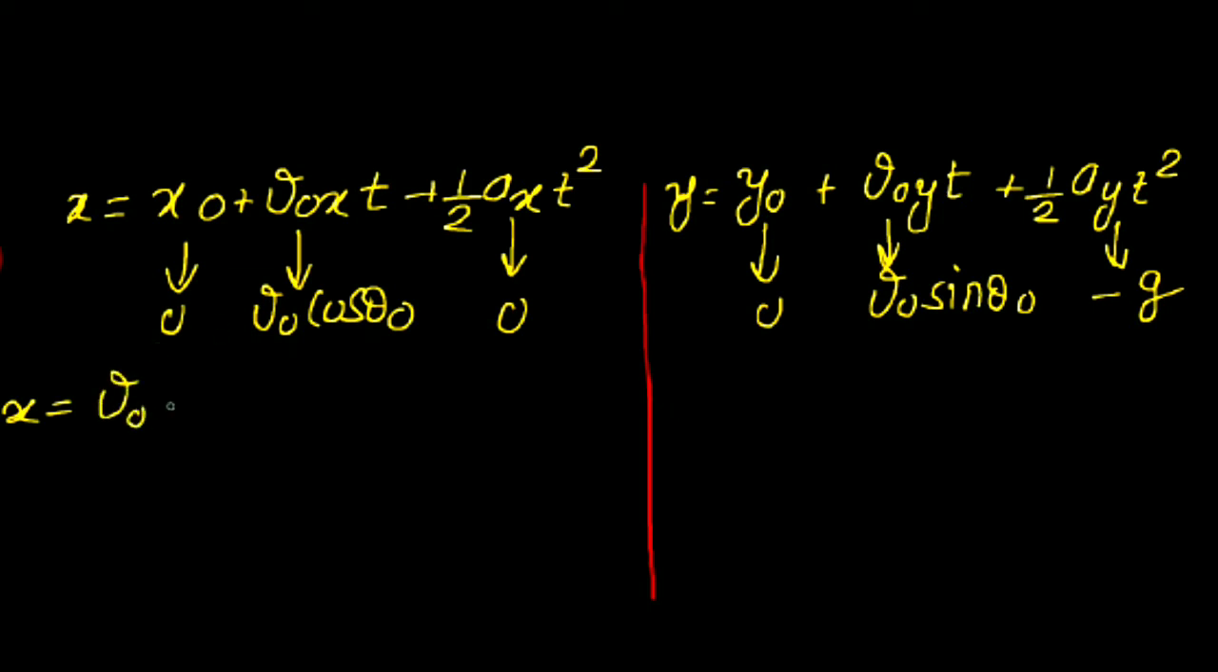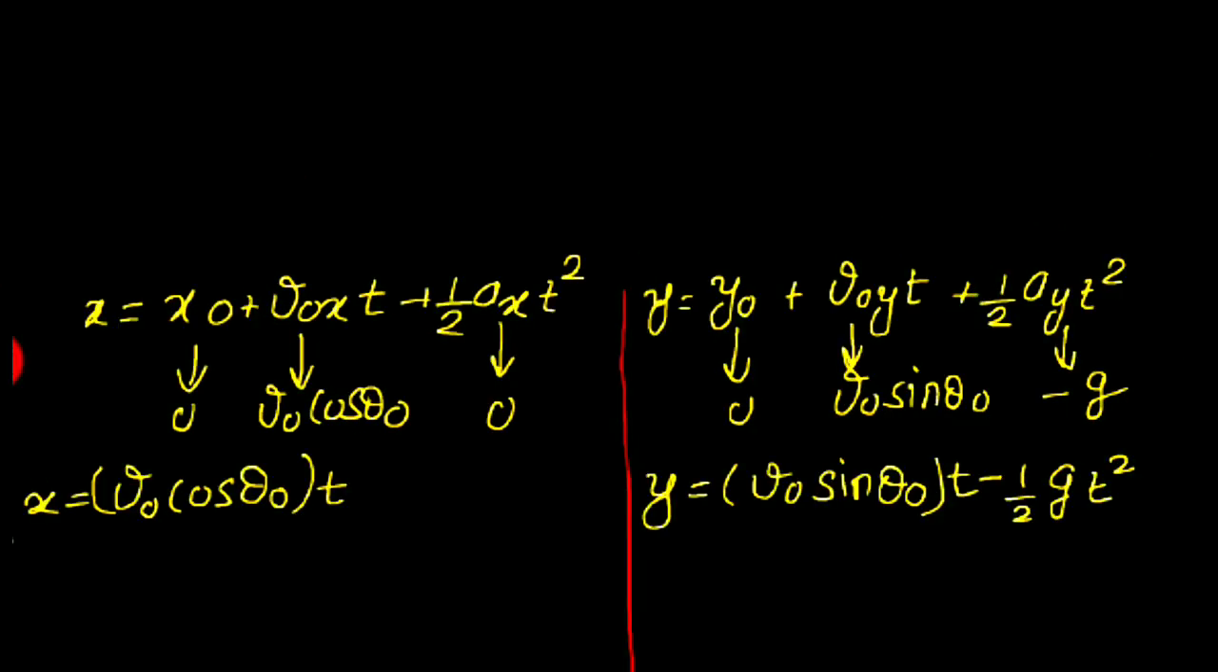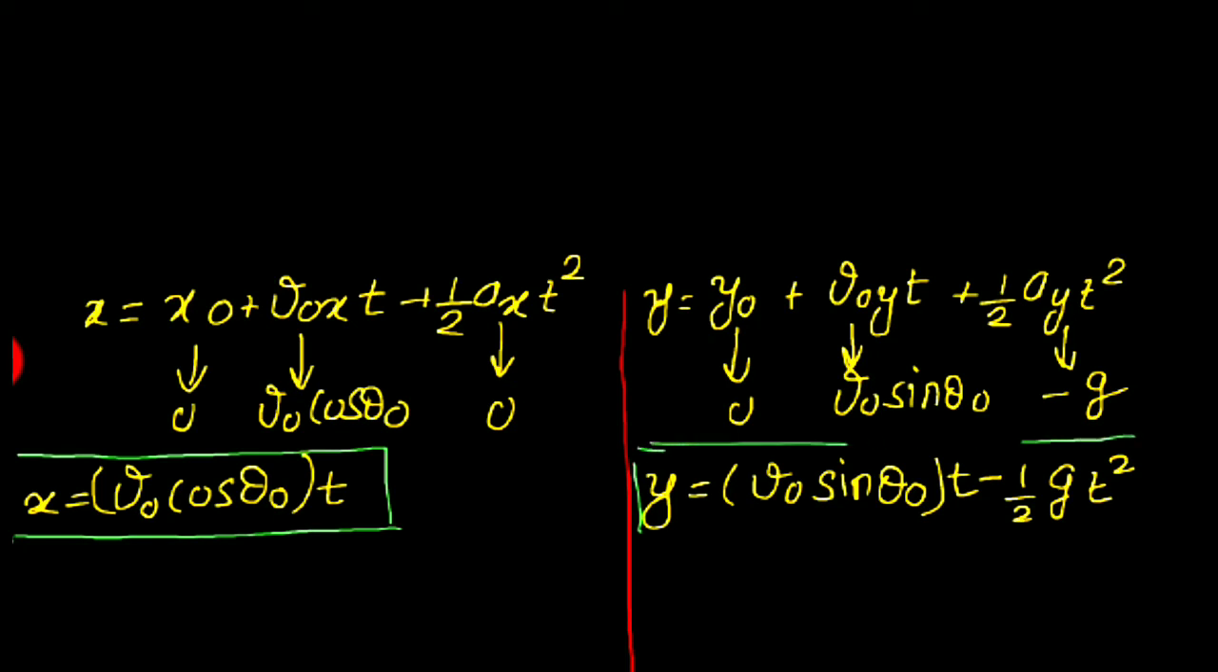Now substitute all values in these kinematics equations. We get x equal to (v naught cos theta naught) into t, and y equals (v naught sin theta naught) into t minus half into g t square. Here the equations x equals v naught cos theta naught t and y equals v naught sin theta naught t minus half g t square give the position of the projectile at any instant of time.